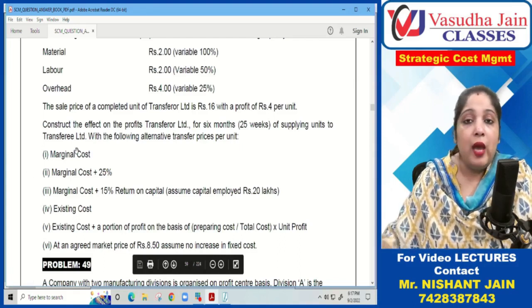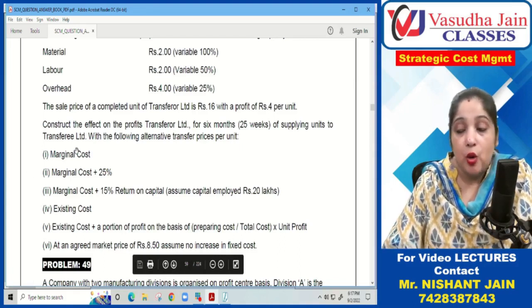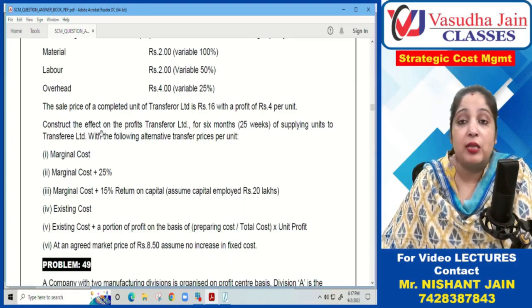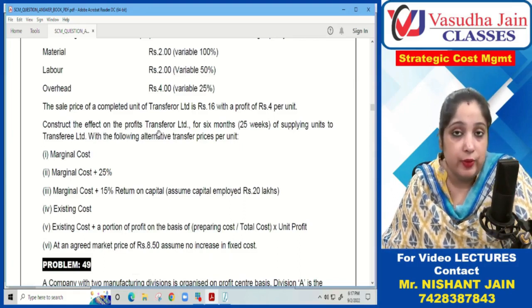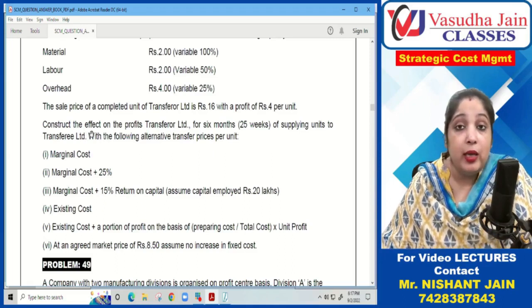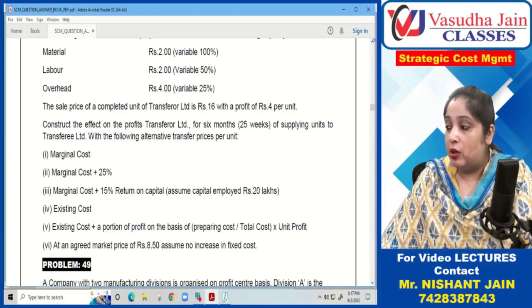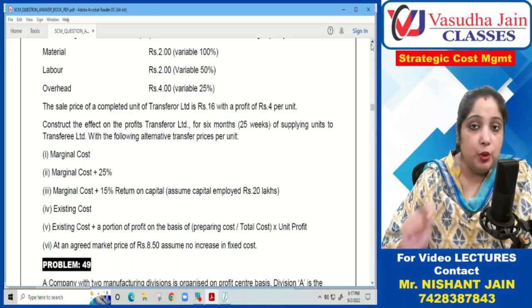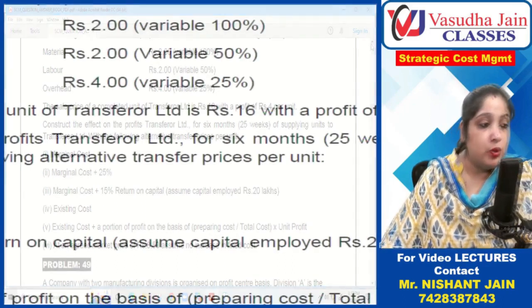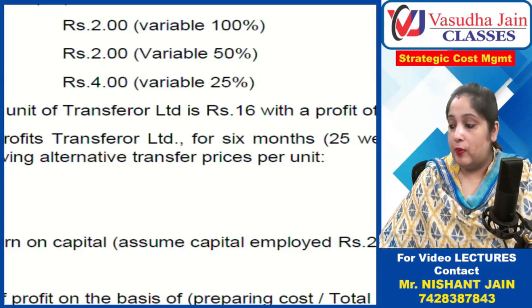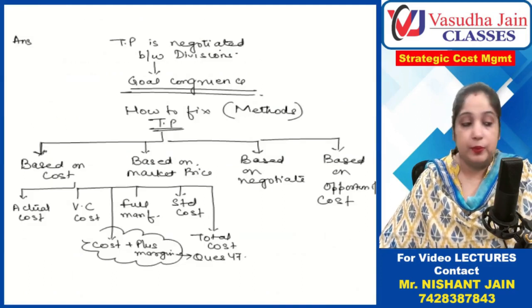So do we have to ascertain the transfer price, or do we have to see how much is the effect on the profit of transferor? We have to compute the effect on the profit of transferor. So there is a lot of information in the question. The question should be with you when I'm solving it.